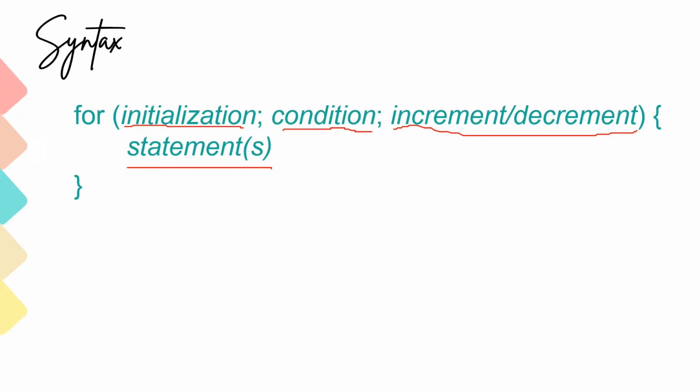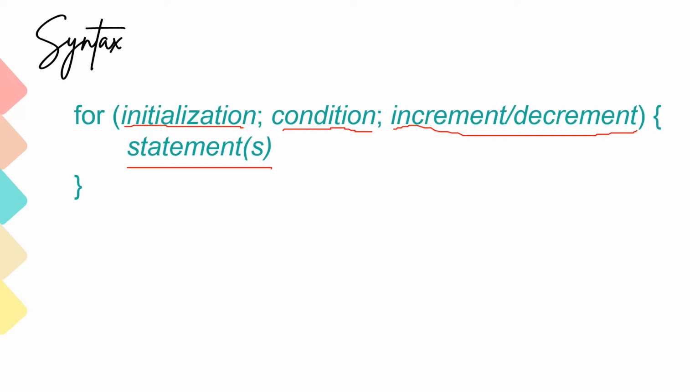Next, we have the increment/decrement expression, which is invoked or called after each iteration through the loop. It is perfectly acceptable for this expression to increment or decrement a value. This one will depend on the output, if you want to output an incrementing value or decrementing value. If you want incrementing value, use increment. If you want decrementing value, we use decrement.